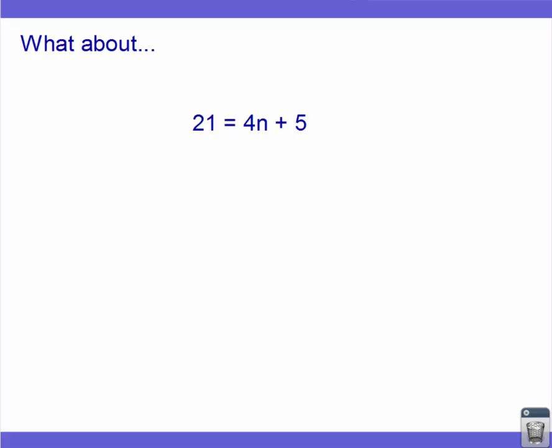Okay, here's one where I flipped it. That's okay, just get used to it. Just start on that side. I need to get rid of this 5. So 4n plus 5 plus negative 5. So this is the new thing.